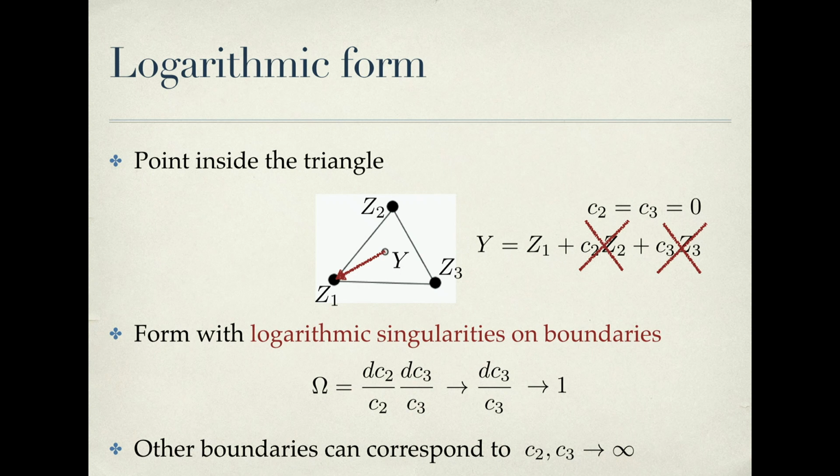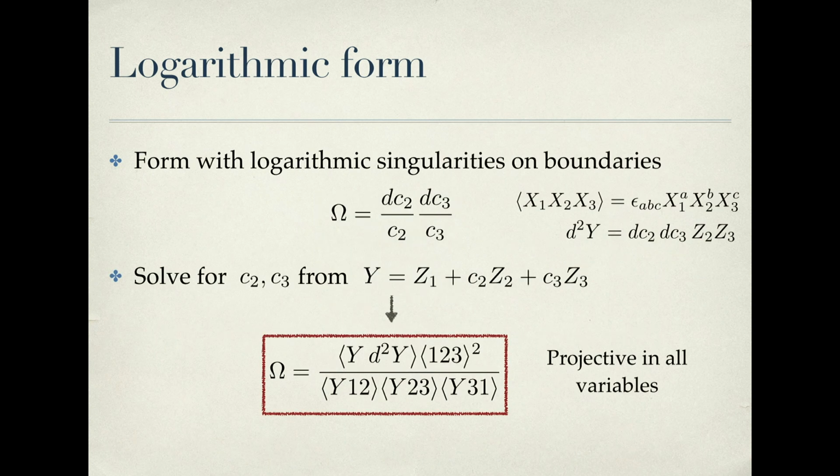OK, good. So I have a triangle. I have a point inside the triangle. And I wrote some form which blows up on the boundary like dx over x. OK, now, for some reason, I would like not to write the form using these C variables, which are expansions of Y in terms of Z1, Z2, and Z3. But I would like to write it directly in terms of Y, Z1, Z2, and Z3. In a minute, you will see there is a very good reason why I want to do it.